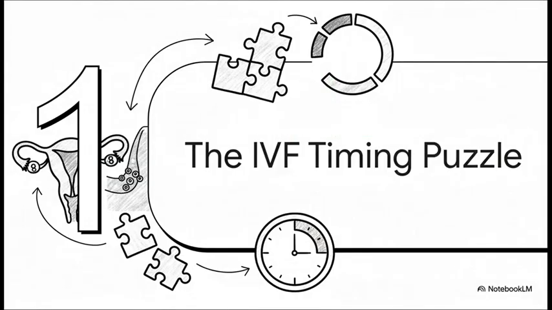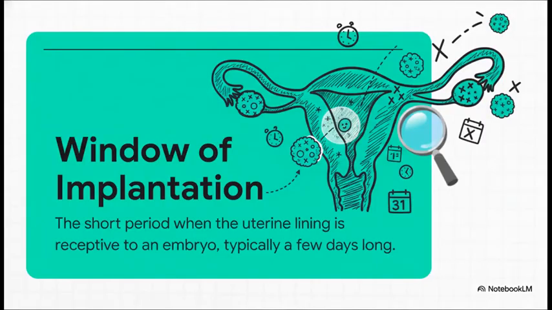Okay, so to really get what this test is promising, we have to understand the biological puzzle it's trying to solve. And it all comes down to a concept called the window of implantation. So, get this, the lining of the uterus, the endometrium, it's not just open for business 24/7. Nope. There's a super short, very specific window of time, maybe just a couple of days, when it becomes the perfect biological docking station for an embryo. If you miss that window, implantation can't happen.